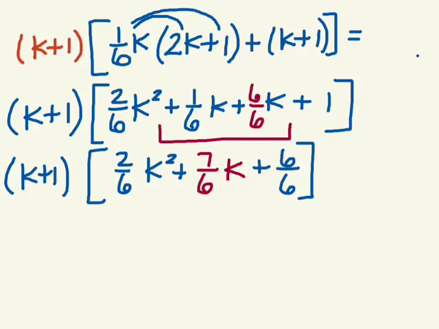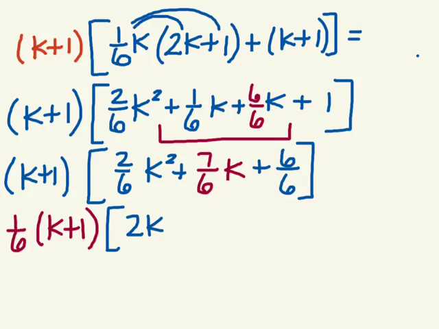Remember, our goal is to have 1/6 out front. So I'm going to factor out the 1/6. It's going to come out in front and be with the k plus 1. What's left in my brackets is basically all the numerators and the k's. So I have 2k squared plus 7k plus 6.